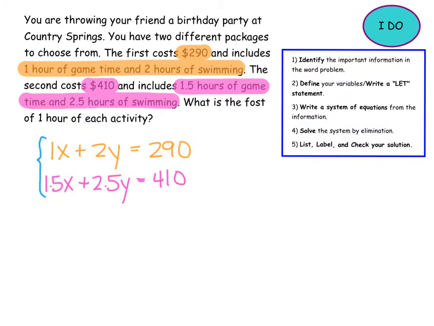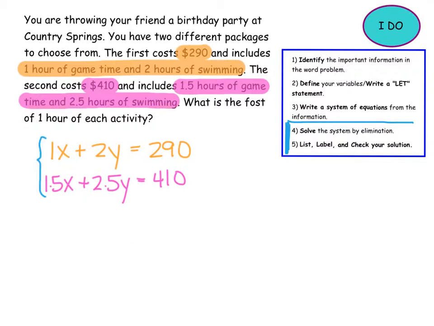So, here is where we left off. We had steps 1 through 3 already done, and we just need to finish up steps 4 and 5. And so we need to solve by elimination, and when doing so, remember, we need to find opposite coefficients. Right now, we have 1 and 1.5, and we have 2 and 2.5.